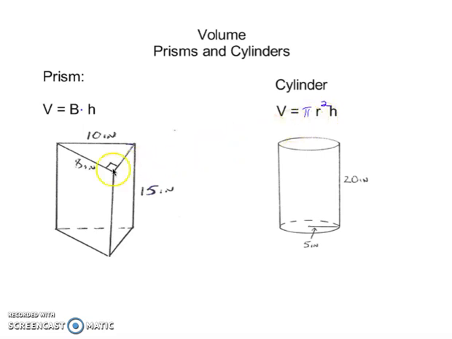So if I look at this prism right here, capital B is the area of the base, so my base is a triangle. So I need to use 1/2 times base times height. But if you notice here, I have this measurement of 8 inches, but I'm missing this one. And these are my base and my height. So you need to do the Pythagorean theorem.